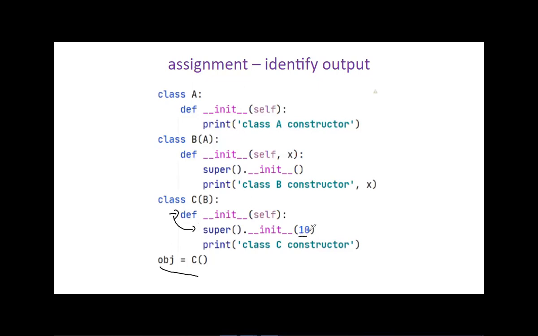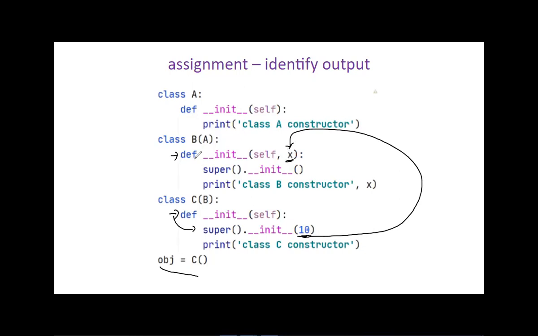When you want to call the parent class constructor, is this parent class constructor expecting any parameter? Yes. If you are not passing a value for that parameter, it will give you an error. If you don't want to get that error, what you have to do? You have to pass the value, because it's expecting some value. So this 10 will be stored to x. Now this particular method will be called, and it will try to execute this particular constructor.